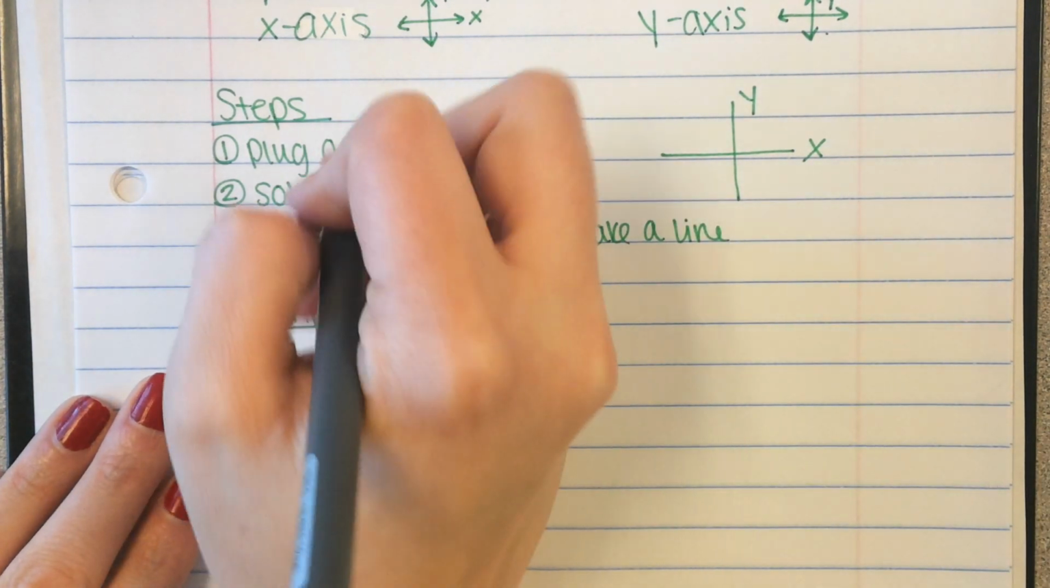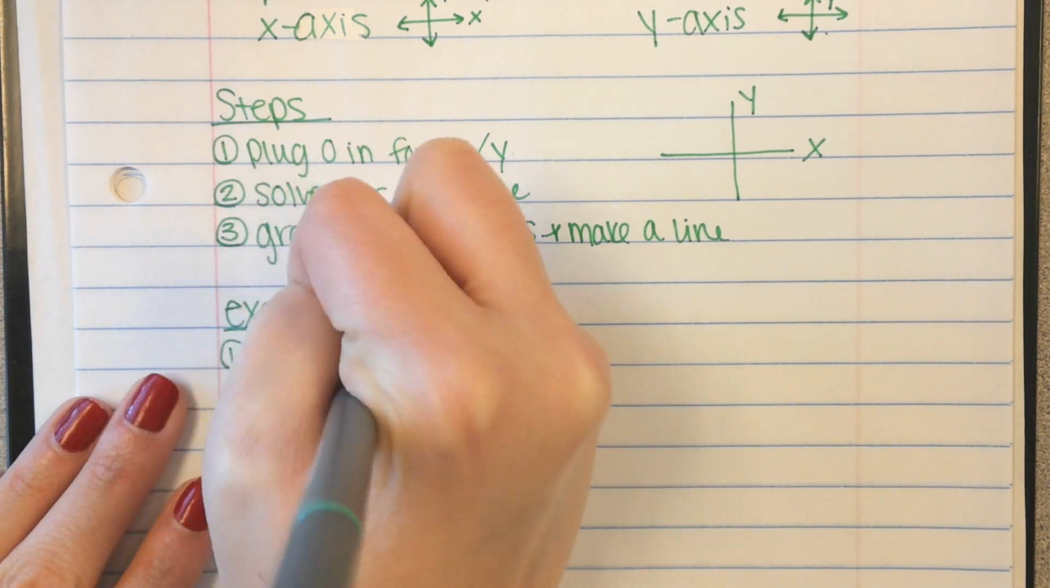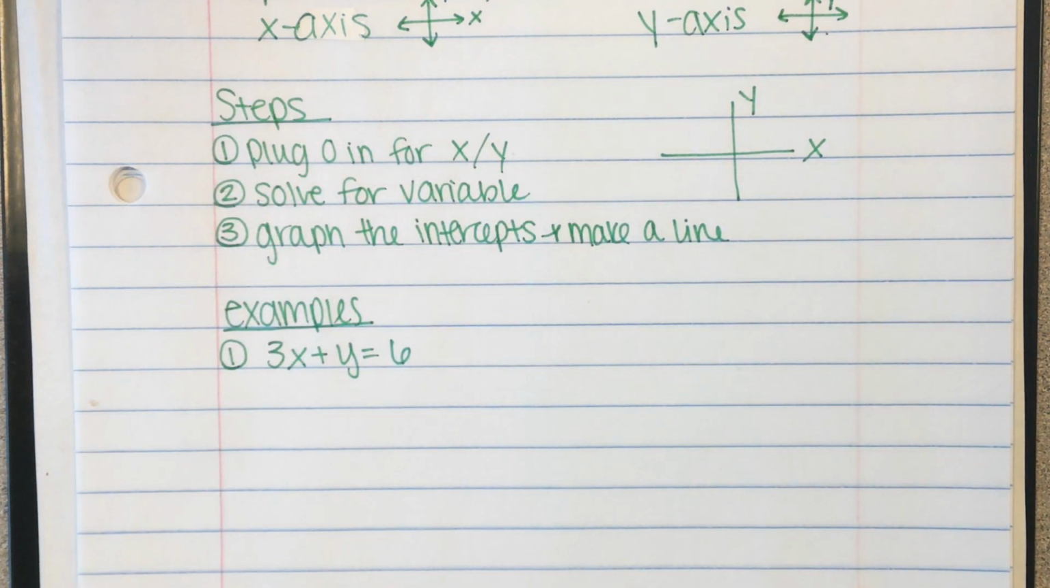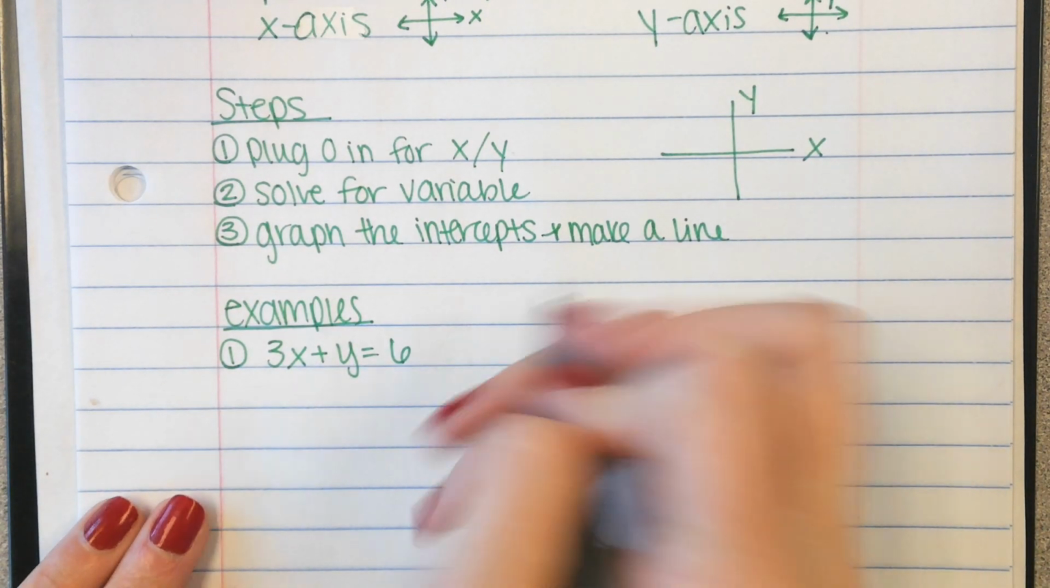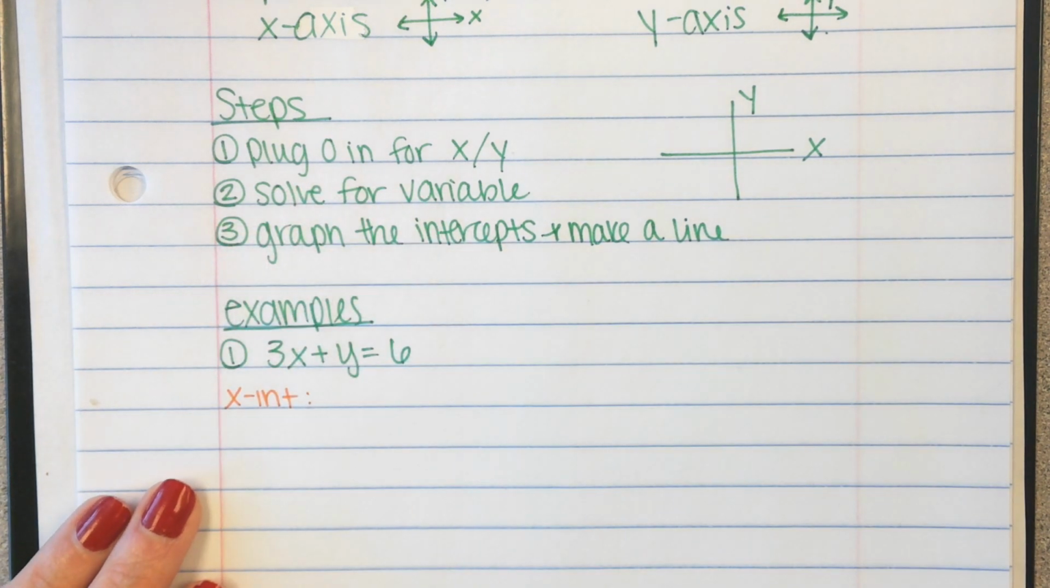So for number 1, we're going to have 3x plus y equals 6. Okay, so that's what you're given. Now, I'm going to write out all the steps for this one. I'm going to show you exactly how it works, why it works the way it does, and then I'm going to show you a shortcut that you may remember from Algebra 1. So I'm going to solve for the x-intercept first, okay?